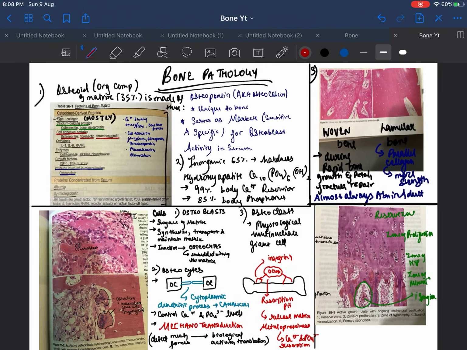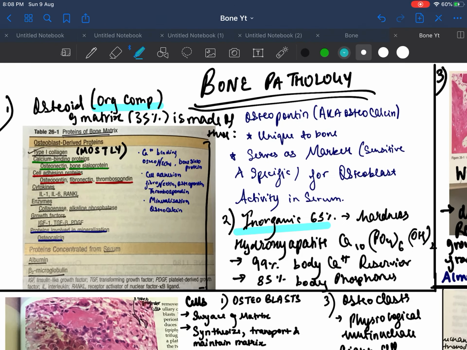So now coming to starting with the bone pathology. Any normal bone consists of two parts: one is the organic component and one is the inorganic component. The organic component is known as the osteoid of the matrix, and it makes up about 35% of the matrix.